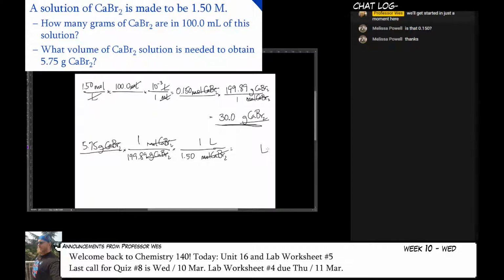And I got 0.1917 liters. So 0.0192. And you could turn that into milliliters pretty easily. But the problem does just say, hey, solve for a volume. You can tell me whatever volume units you want. Just don't do something like barrels or hogshead or something silly like that.